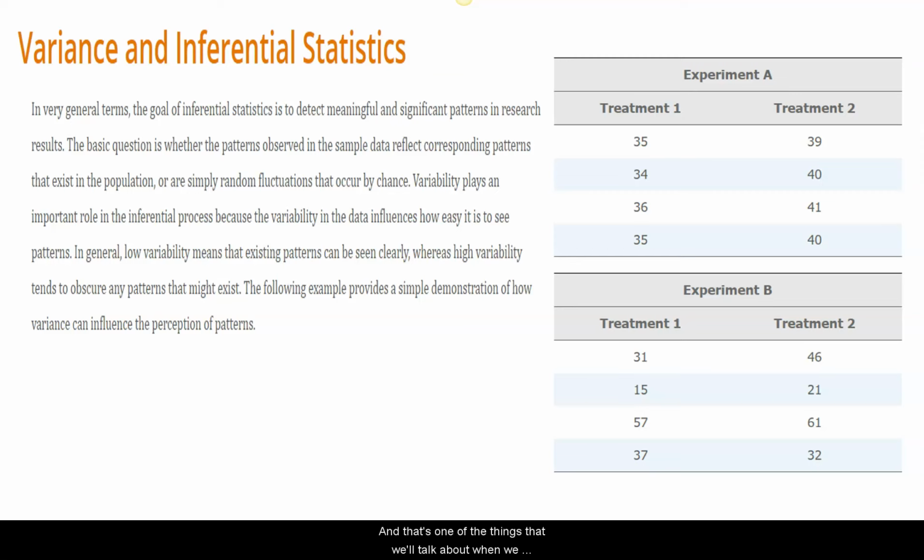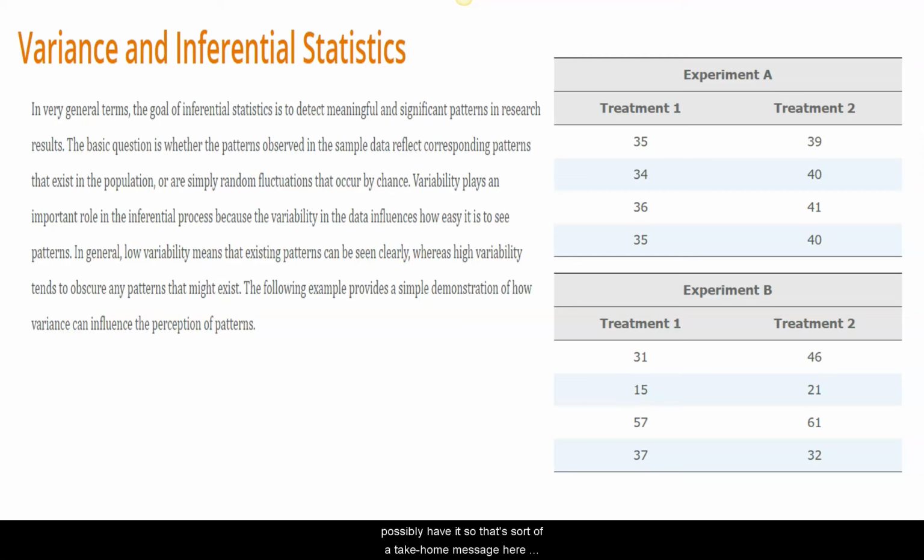And that's one of the things that we'll talk about when we get to inferential statistics. When we're talking about statistical significance, lower variance actually helps the outcome. It really does. It's one of those things that benefits the researcher. And I'd rather have the data from experiment A than experiment B. Now, it's never as perfect as experiment A represents. That's just a dream situation.